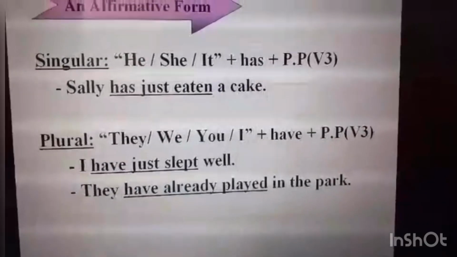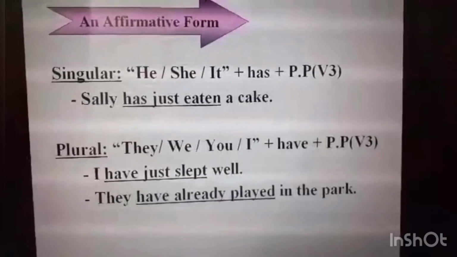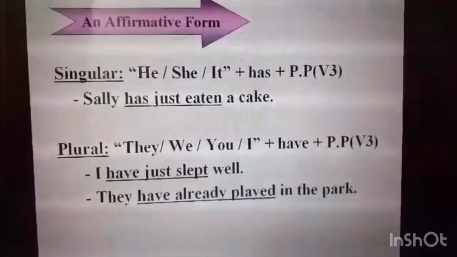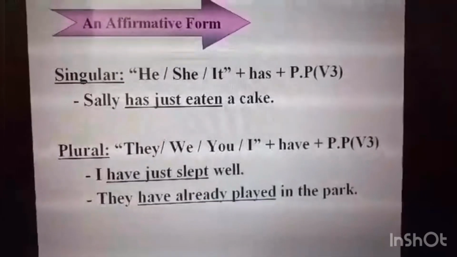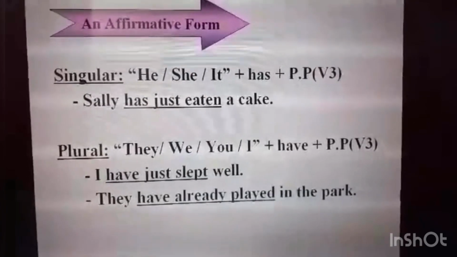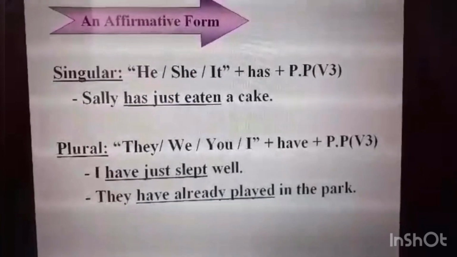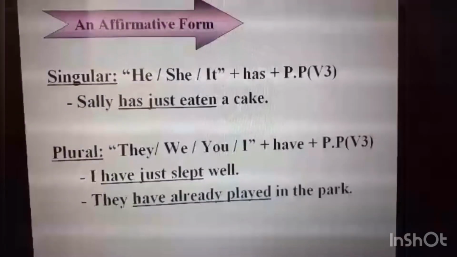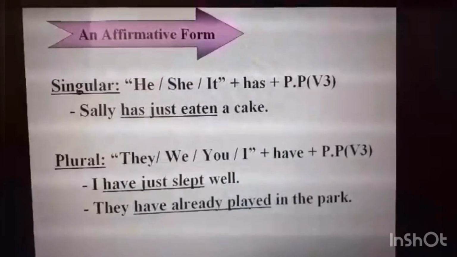The second example we have, they have already played in the park. Here we have the pronoun they. They, it's a plural pronoun. Because they is a plural pronoun, you should use have. And here we have already. Already, this is the keyword of a present perfect tense. And played, this is the third form of the verb play. And it looks like have already played.